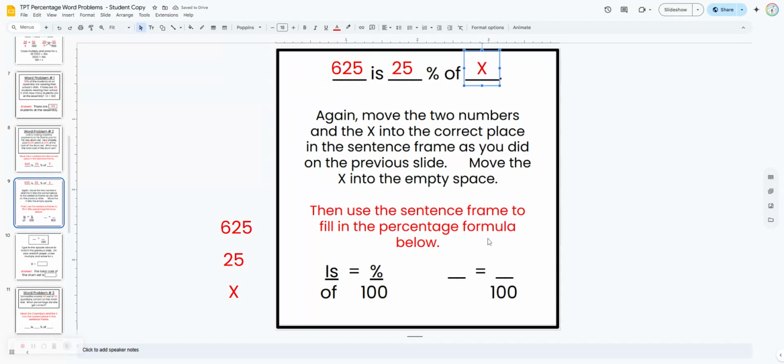And again, now we're going to use our formula. Is over of equals percent over 100. Well, again, the percentage is the easiest one to place. So let's just go ahead and place the percentage. Then we have is over of. Is our first number. Of is the x. Now we have our equation. We can solve for x. I'm going to repeat again on the next slide.